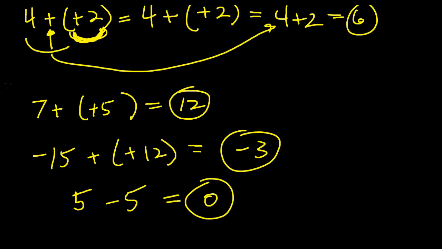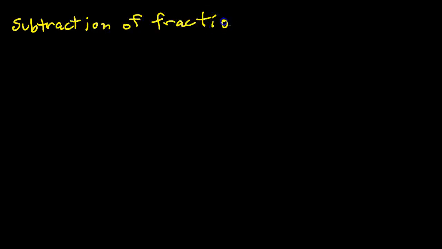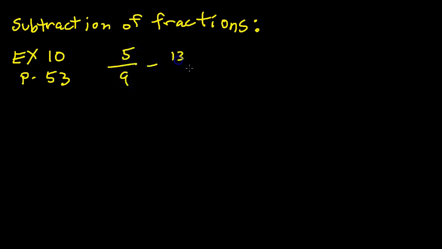All right, let me get a fresh screen here, and we'll do some fractions. Subtracting some fractions. All right, so let me write that down here. Subtraction of fractions. And the same idea holds. We'll still need common denominators, etc. But if I've got, well, let's see, this is example 10 in our text on page 53, if you want to look along. We've got 5 ninths minus 13 fifteenths.